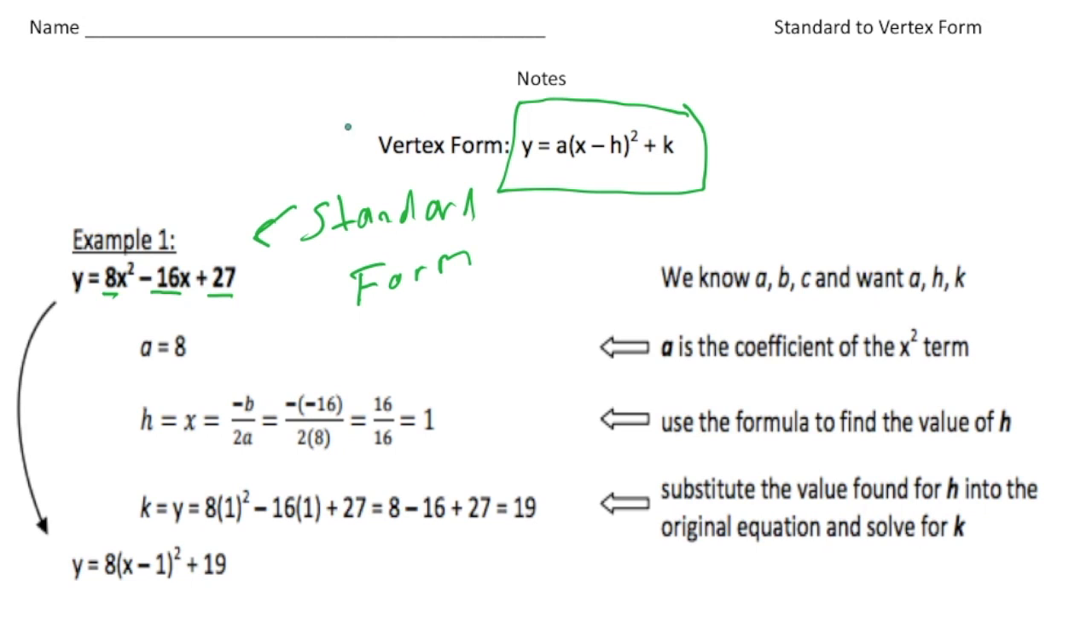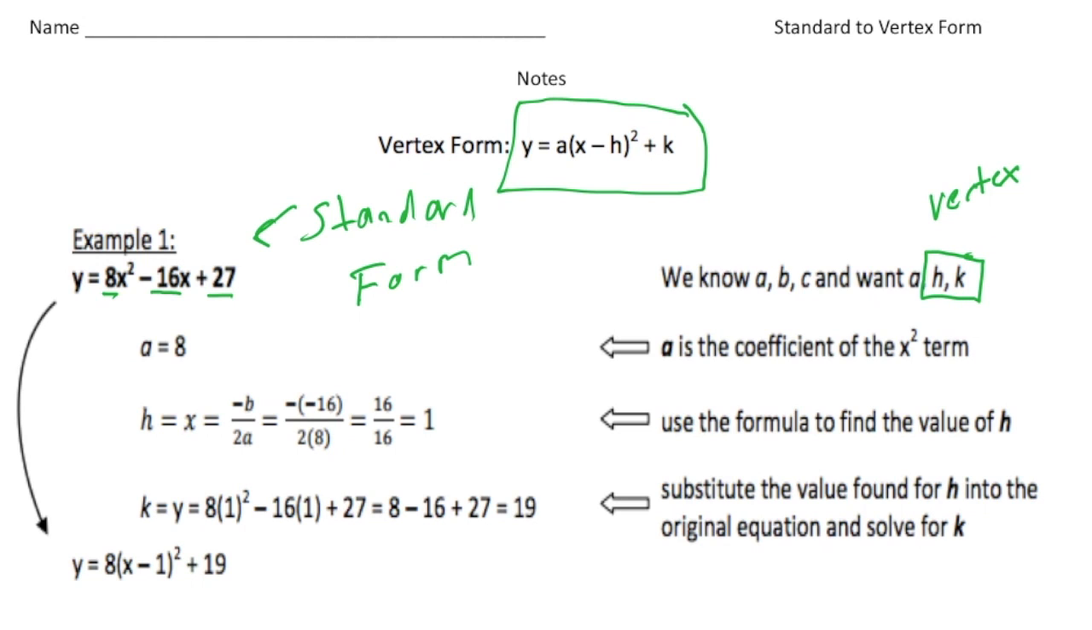But to write this in vertex form, we need to know the a value, the h value, and the k value. Now here's some good news. The a value in the standard form is the same value as the a in the vertex form. And then the h and k values are just the coordinates of the vertex, where h is the x value and k is the y value.